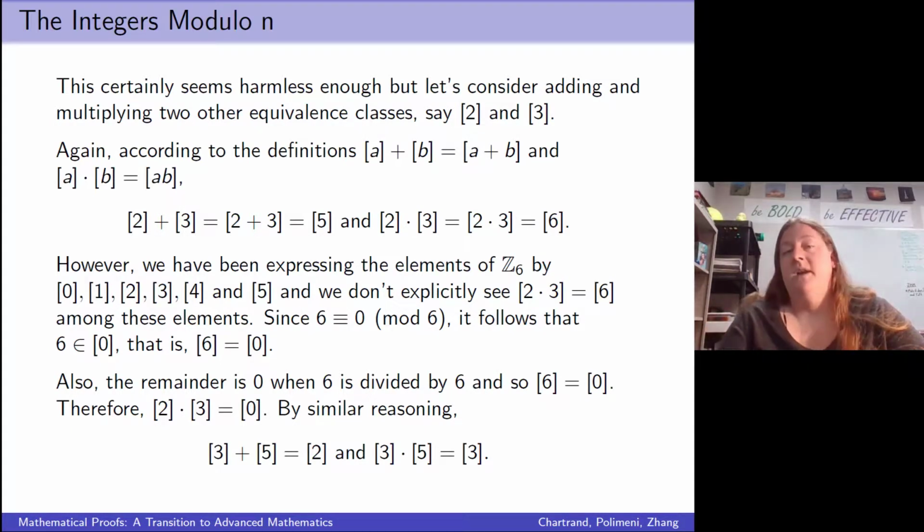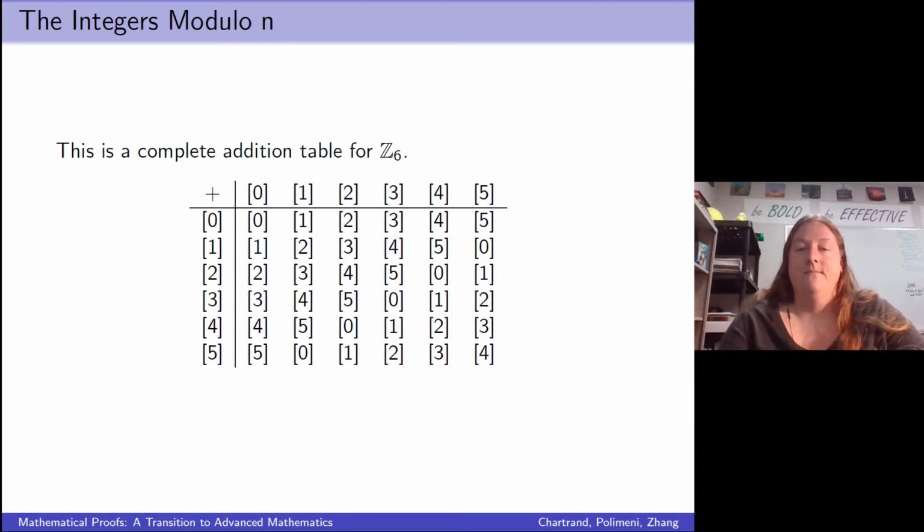In similar ways, if I tried to add the equivalence class of 3 plus the equivalence class of 5, I would get the equivalence class of 8, but the equivalence class of 8 is not an element in Z modulo 6. So I look for the equivalence class that 8 is an element in, and that's the equivalence class of 2. So the equivalence class of 3 plus the equivalence class of 5 equals the equivalence class of 2 in Z modulo 6. And similarly, the equivalence class of 3 times the equivalence class of 5 equals the equivalence class of 3.